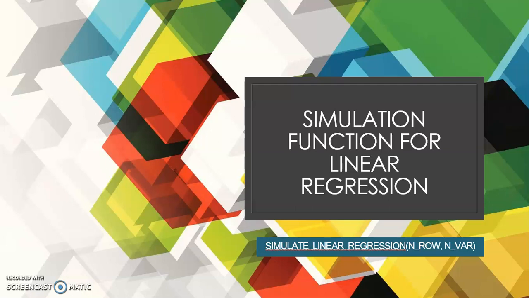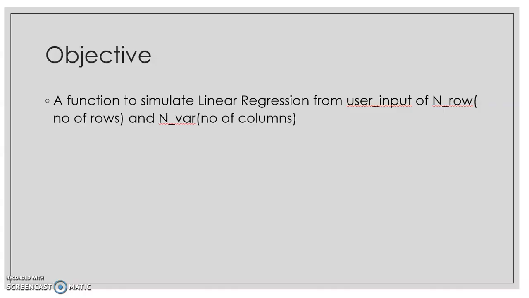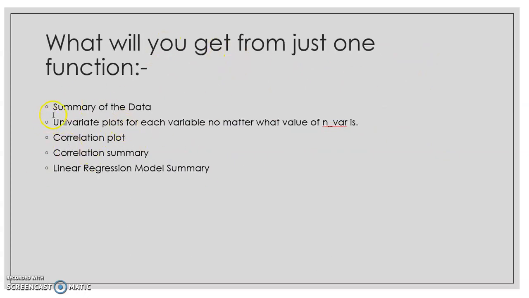Hi, in this video I will help you in understanding how you can create a simulation function for linear regression. I will create a function which you can use to simulate linear regression, and all the values. There will be two arguments like n row and n variable. This is nothing but number of rows and number of columns which will be given by user, and based on these two values whole data set will be created, and further this function will provide summary of the data, univariate plots, correlation plot, correlation summary, and linear regression model summary.